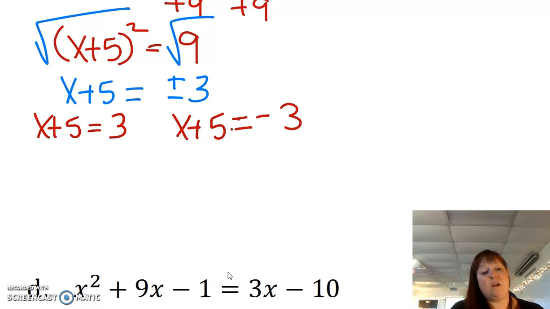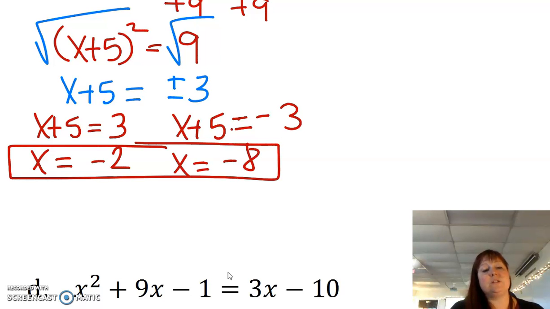So then I just solve them. I subtract 5 from both sides and I get negative 2 there, and I subtract 5 from both sides and I get negative 8 there. So these are my two solutions. That's where it crosses the x-axis.